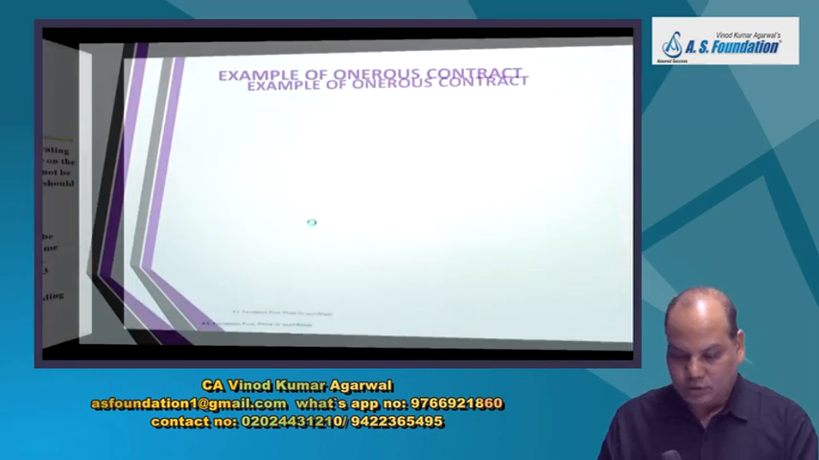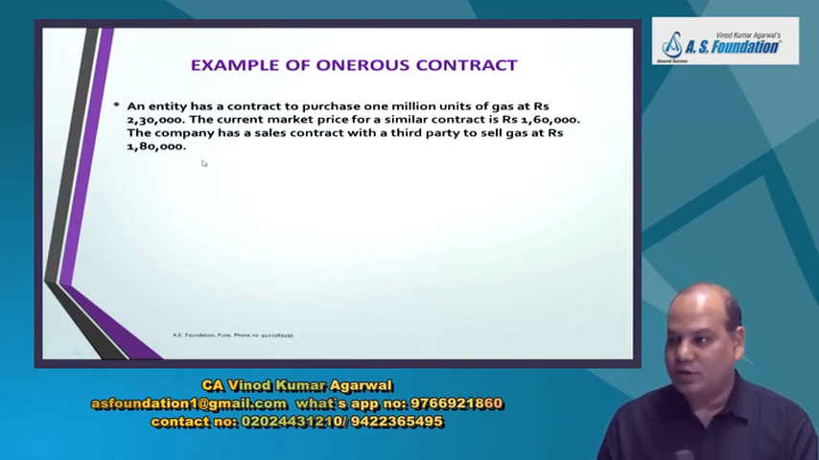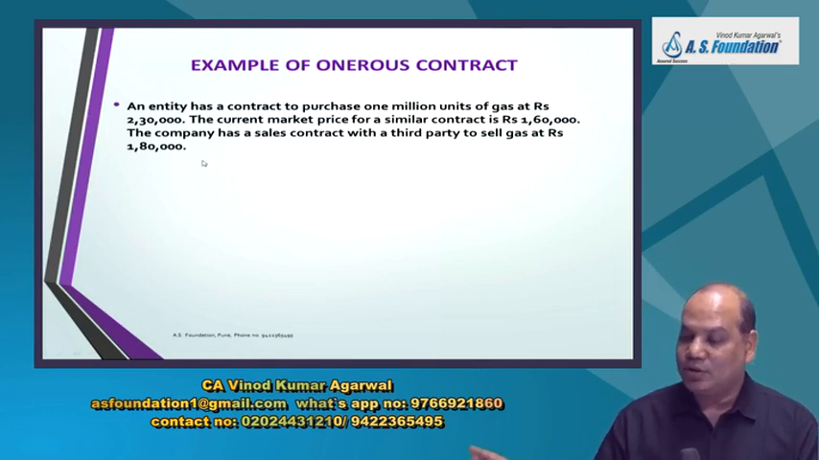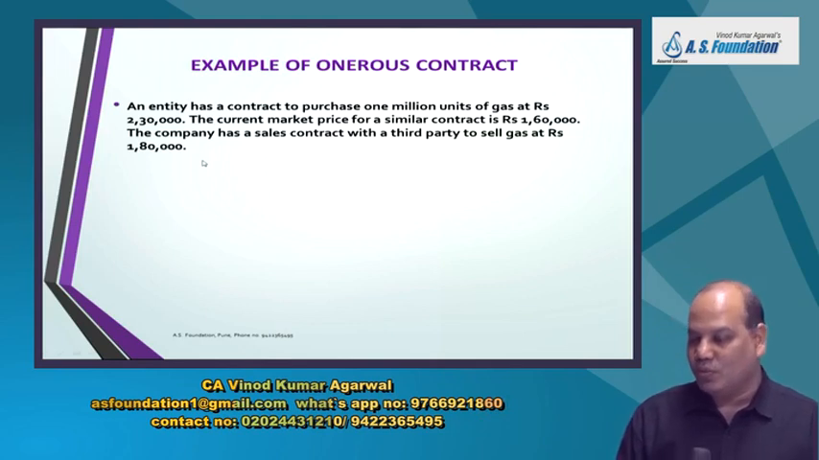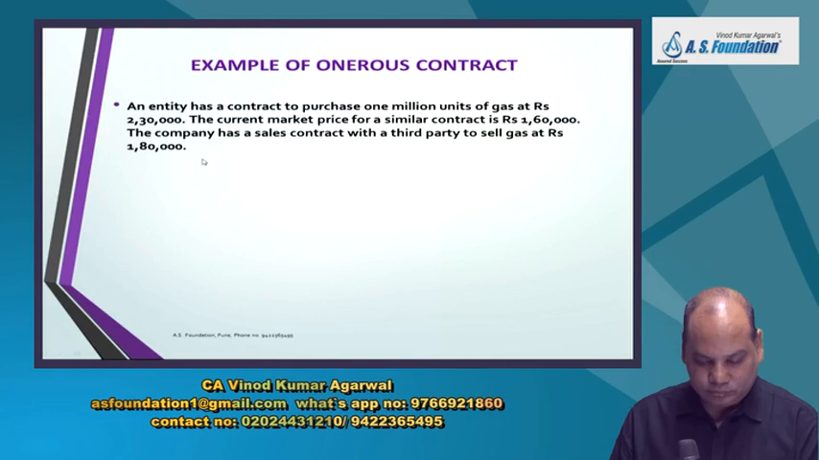Okay. One more question, number 12, note down homework, which is same as previous problem. Only numbers are different. Question number 13. Oh, this time you have to write the answer. An entity has a contract to purchase 1 million units of gas at rupees 2,30,000. The current market price for a similar contract is rupees 1,60,000. Company has a sale contract with a third party to sell gas at rupees 1,80,000. Should the entity create a provision under IAS 37?